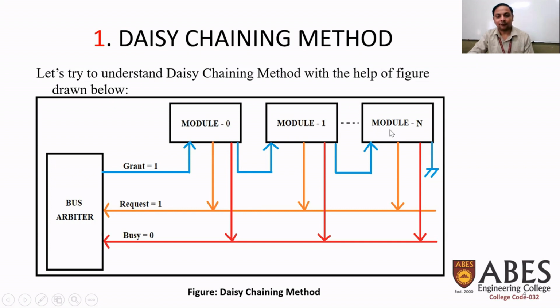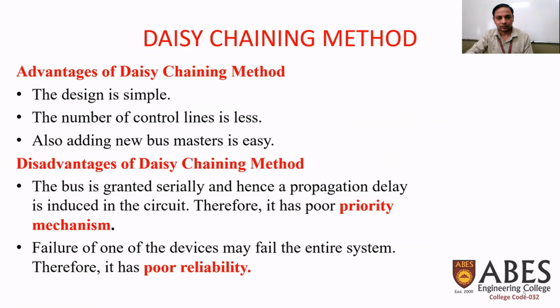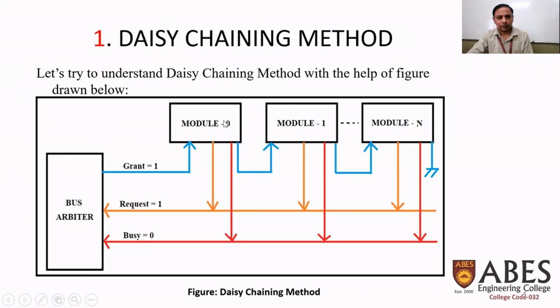So module 5 will get the access at the very last. This is one of the disadvantages of this technique. The second disadvantage is that the failure of one of the devices may fail the entire system, so the reliability of the system is very, very poor. Take an example: for example, module number 0 has failed or is dead.